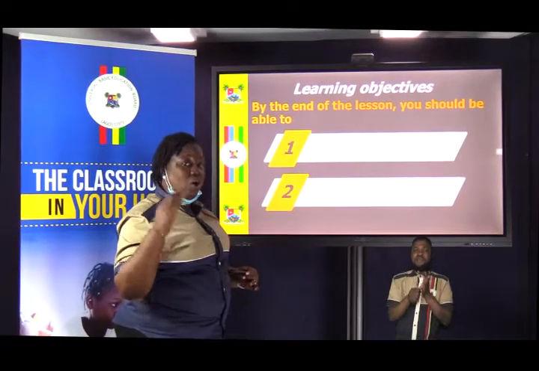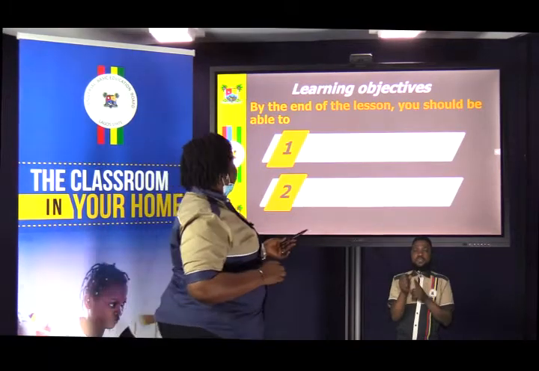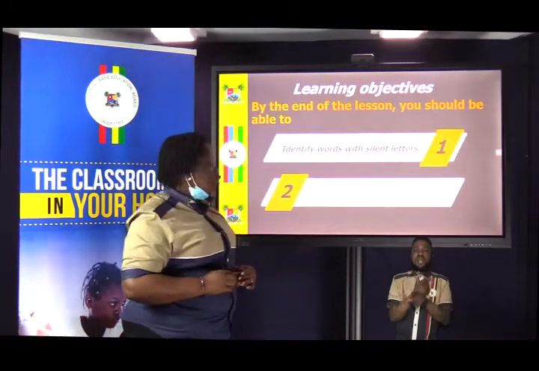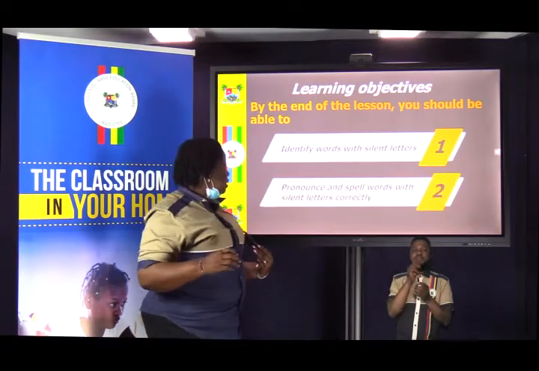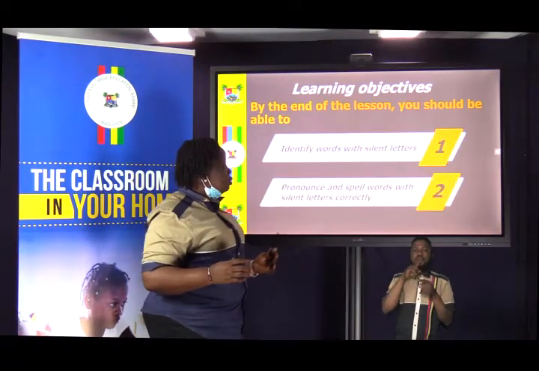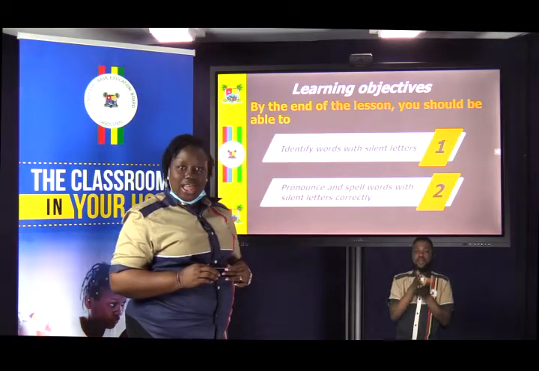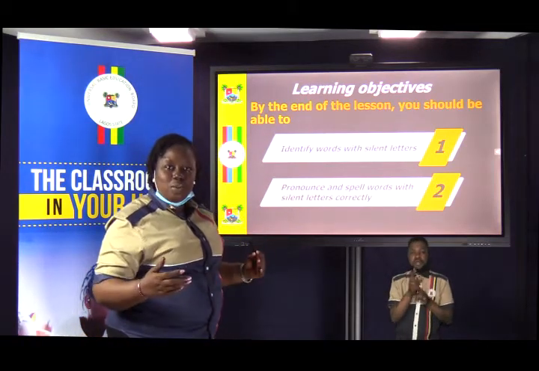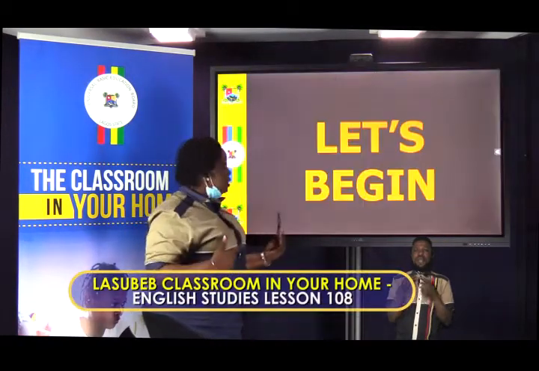So the learning objective for today's lesson, don't forget today we're looking at pronunciation and spellings, with emphasis on some silent letters in words. By the end of today's lesson, you should be able to identify words with silent letters, and then you should be able to pronounce and spell words with silent letters correctly. Are you ready? Please sit up and let's do it together. On that note, say, let's begin.